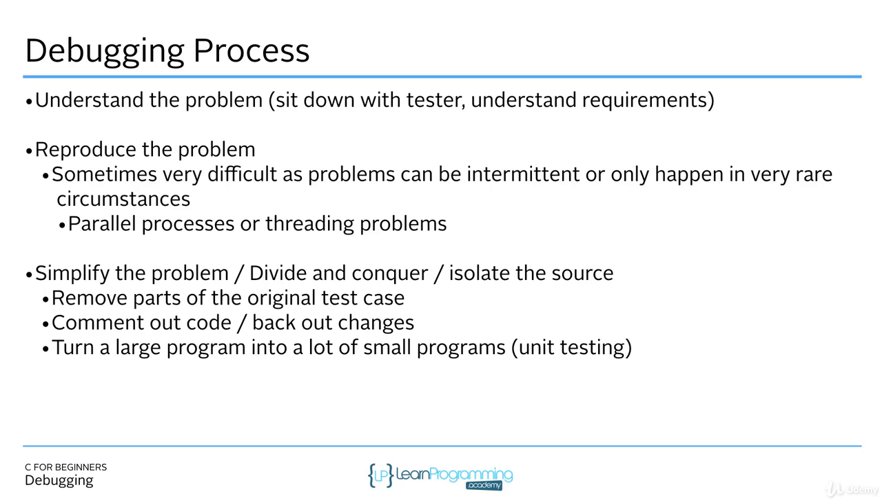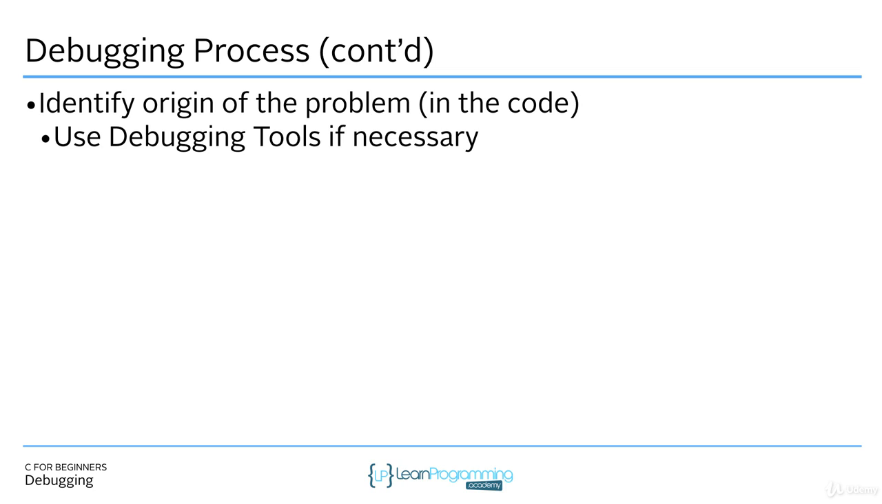Another common technique is to have unit tests surround your code. If a unit test fails, that can tell you exactly where the logic or the problem might be in your code. Once you isolate the bug, that will help you find the origin of the problem in the code, the specific code that's causing the problem. Sometimes this will involve using debugging tools, such as a debugger.